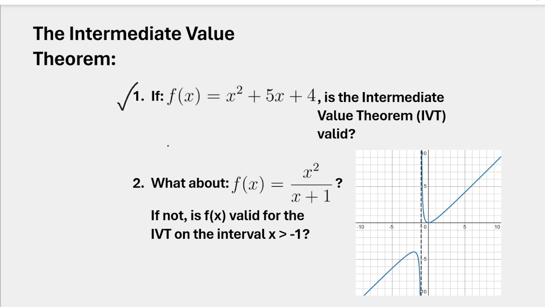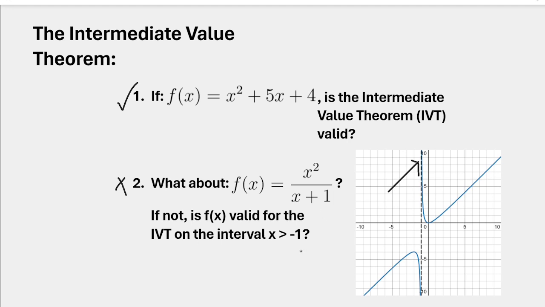So voila. And then number 2 here, we have what about f of x is equal to x squared over x plus 1? Now here things get a little more complicated because as we can see at this graph here, we do have a vertical asymptote at x is equal to -1. And if we go ahead and try that, that's going to get us x squared, which is 1 over 0. That does give us a vertical asymptote, just as we observe on this graph. So this is not going to be valid for the IVT.